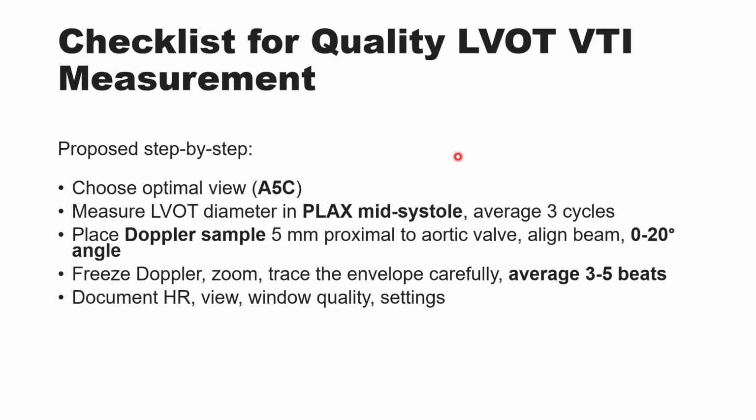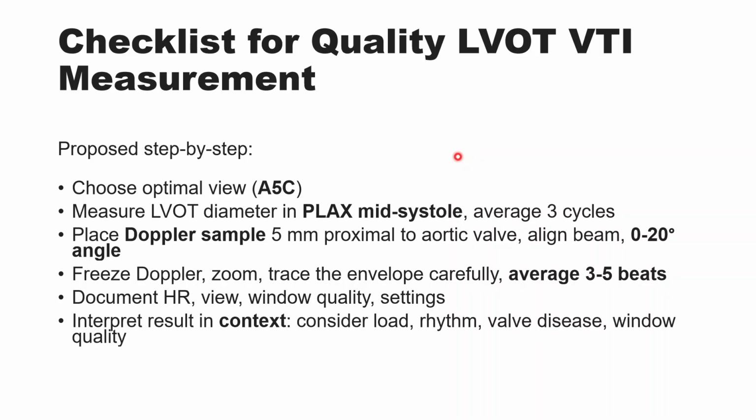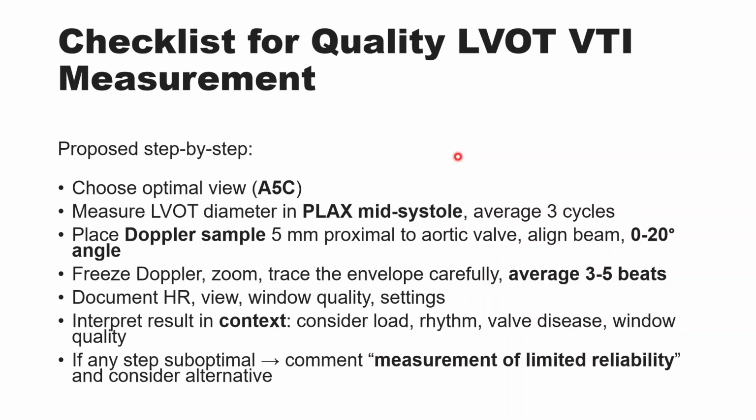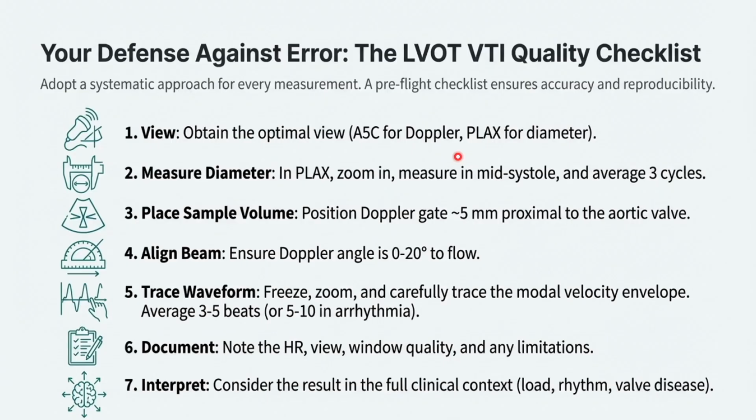We document the heart rate, the view, window quality and settings, and of course we need to interpret the results in the context of the patient: the clinical context, the rhythm, the valvular disease, the previous surgeries, and window quality. If there are suboptimal views, we need to document that the measurement is of limited reliability and consider the alternatives. So this is my approach. We have a 7-step approach. First of all, we need to get good views, such as the parasternal long axis view for the diameter and the apical 5-chamber view for the Doppler.